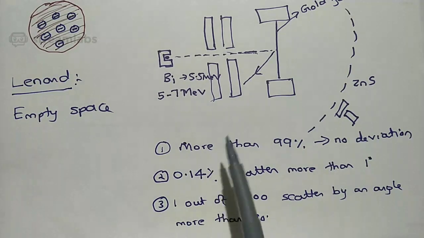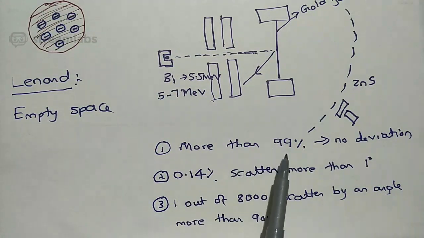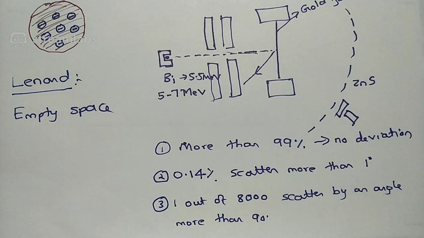So when you look at the conclusions of Rutherford's atomic model, first one, more than 99% of the alpha particles pass without any deviation, and only 0.14% of the alpha particles scatter by an angle more than 1 degree, and one alpha particle in around 88,000 alpha particles scatter by an angle more than 90 degree. So these are the conclusions of the Rutherford's alpha particle scattering.